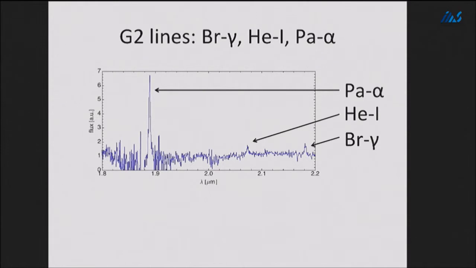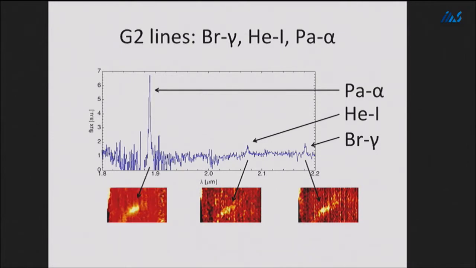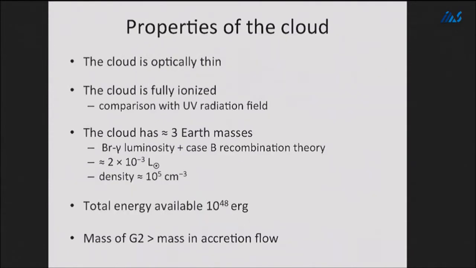And if you remember, now to do these position velocity diagrams, you can actually do them in all lines. You can just apply them, and you can see, of course, a consistent picture: the position velocity diagrams are all the same. So from this gas, we essentially can infer the mass or the density of the cloud. We know that the object is optically thin. It's plausibly fully ionized simply by comparing with the UV radiation field of the surrounding stars.